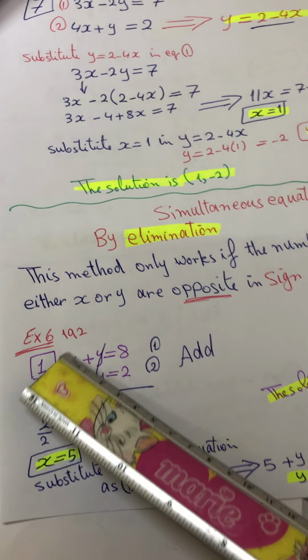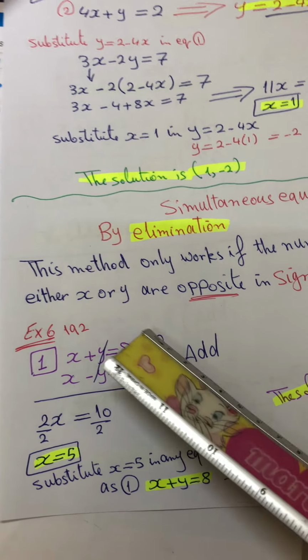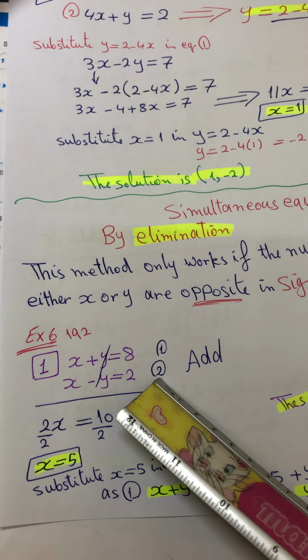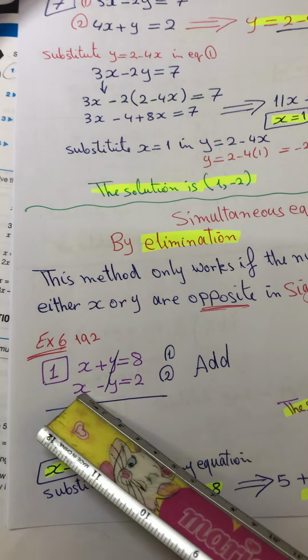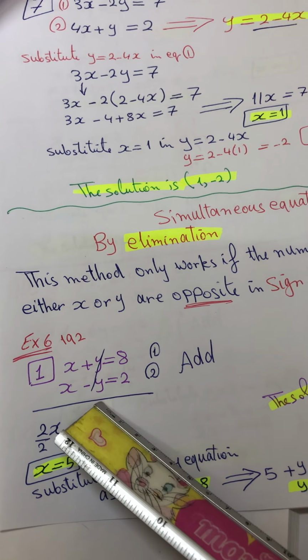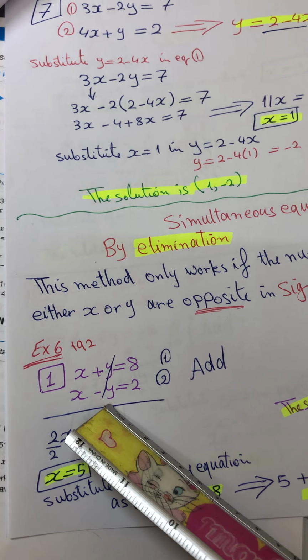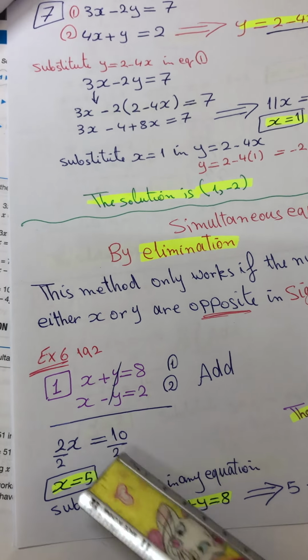How? We make this line and say add. Call this equation 1 and this equation 2, it's up to you. Then add: x plus x equal 2x. Y positive and y negative cancel, giving me 0. So by this way, I eliminate one variable from the two. 8 plus 2 equal 10.